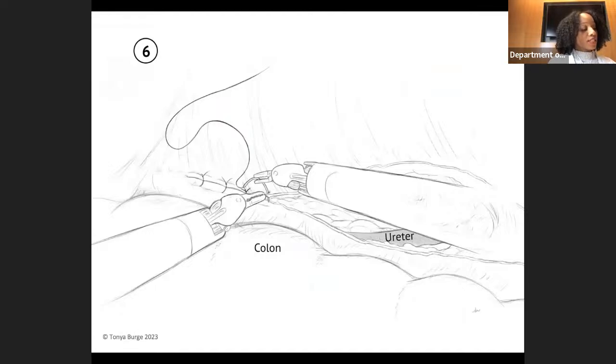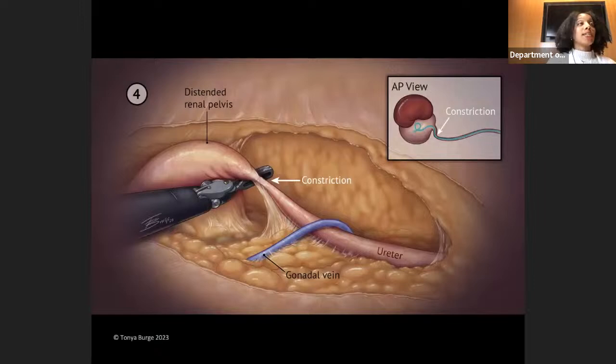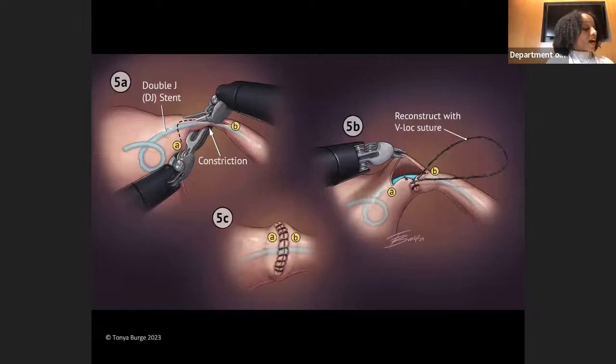I decided to fully develop steps 4 and 5A through C in Photoshop. Step 4 depicts the freeing of the ureter, along with the simplified AP view of the constriction at the UPJ. Steps 5A through C depict the pyeloplasty reconstruction. The yellow A and B circles clarify which points of the incision are closed transversely.